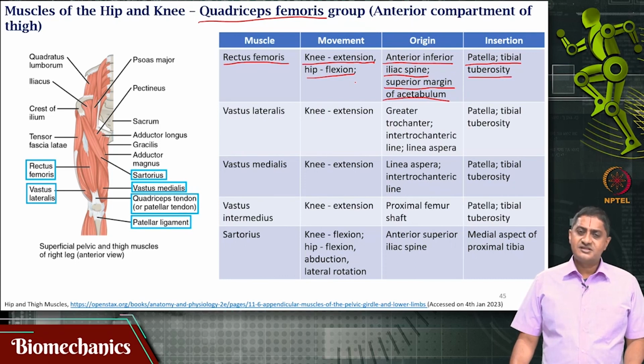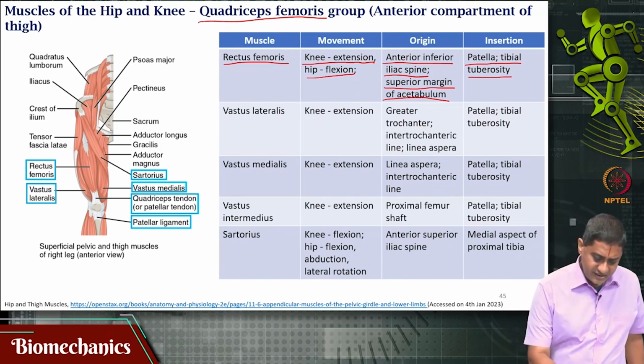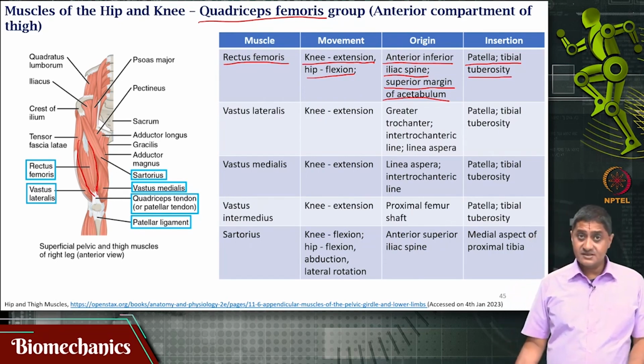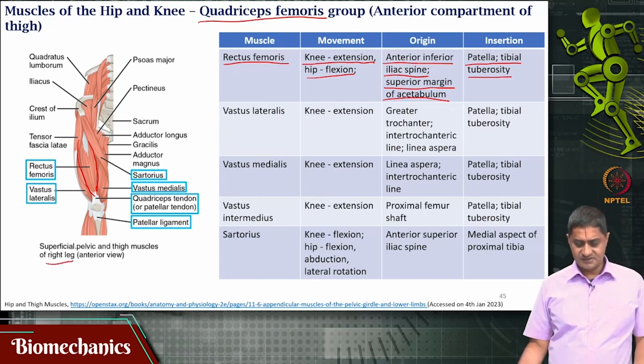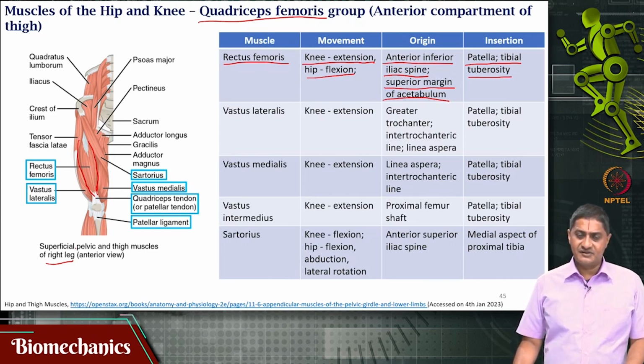Of these four muscles, the rectus femoris is located on the anterior side of the thigh. This picture is of the right leg. Remember that this picture is of the right leg. So, the big muscle that you see on the thigh is essentially mostly rectus femoris and sartorius, mostly rectus femoris. So, the anterior side of the thigh is where the rectus femoris is located.